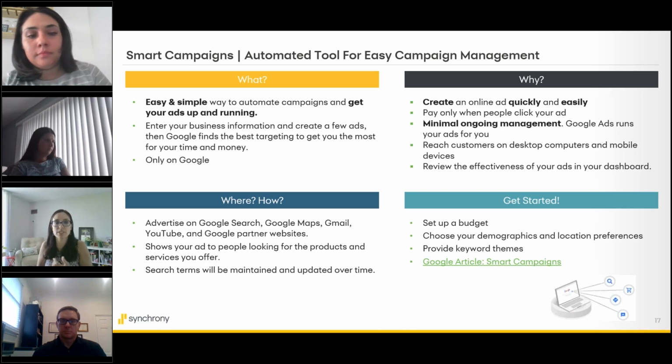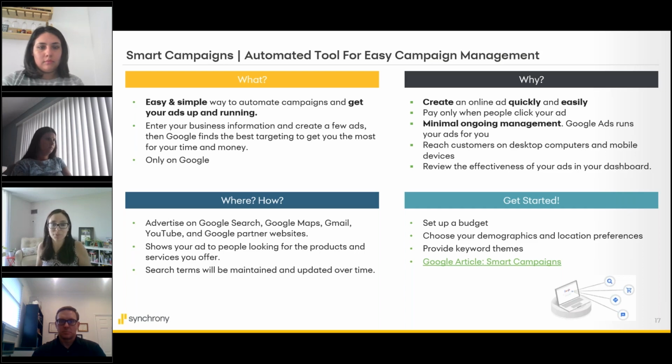All you'll do is tell Google your budget. You'll select your demographics and your location preferences, so where you want your ads to show in terms of states. You will still have to create a few ads. Unfortunately, that is part of the job. But instead of providing a full keyword list, you'll just have keyword themes. You can even plug in your website, and Google can pull themes from there, and then you are good to go.